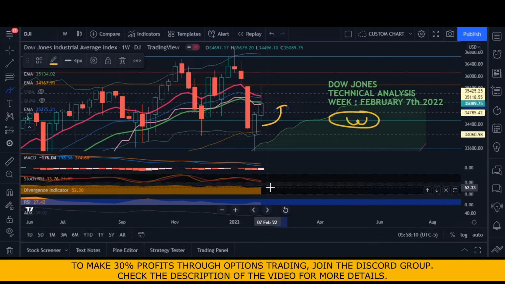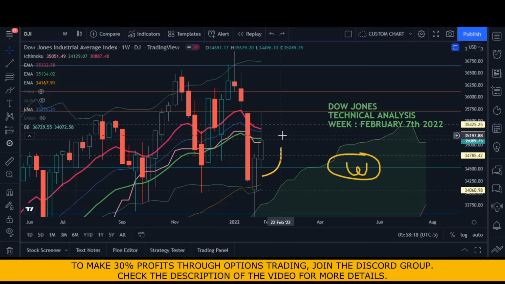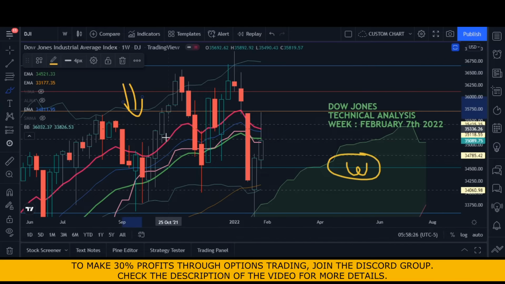So momentum as of now on the weekly chart is neither supporting bulls nor supporting bears. Through all of the technical indicators here on the weekly chart, it is clear, except the Ichimoku, that on the weekly chart it is confirmed bearish.